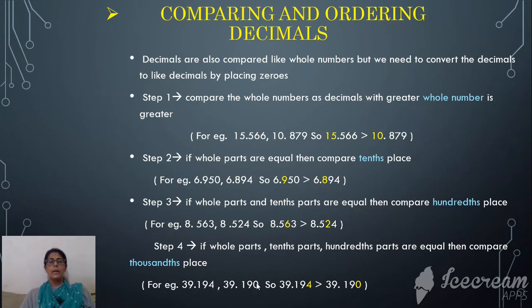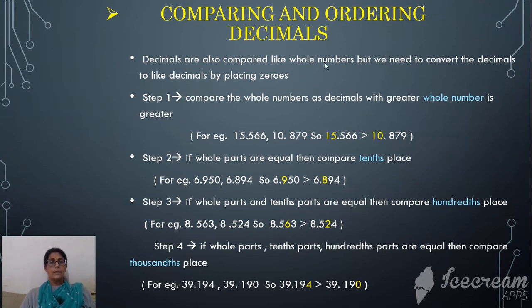39.194 and 39.190. Here you can check the whole part is also equal and tenths and hundredths places are also equal. So we need to check directly the thousandths place. Here it is given 4 and here it is 0. So which is greater? 4 is greater. So 39.194 is greater than 39.190. So now is it clear with you?